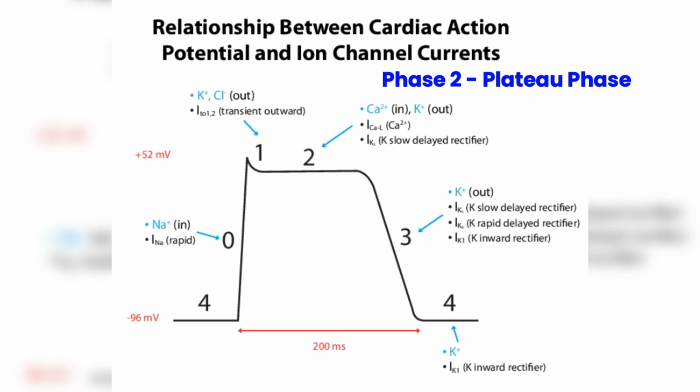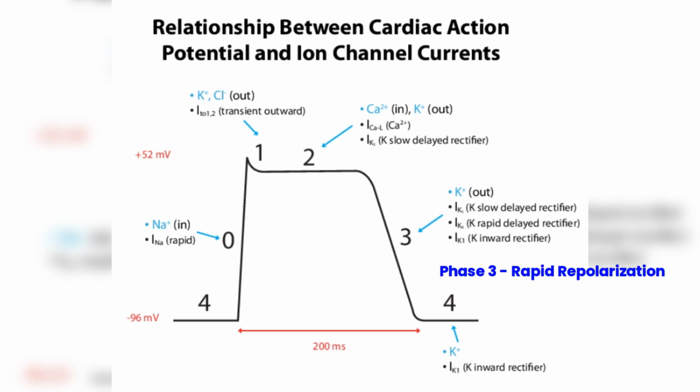Phase 2. Plateau phase. Unlike neurons, cardiac cells have a plateau phase where the membrane potential remains relatively stable. This phase is primarily sustained by the influx of calcium ions balanced by some outward potassium flow. Calcium ions entering the cell help in muscle contraction by triggering the release of more calcium ions from the sarcoplasmic reticulum.